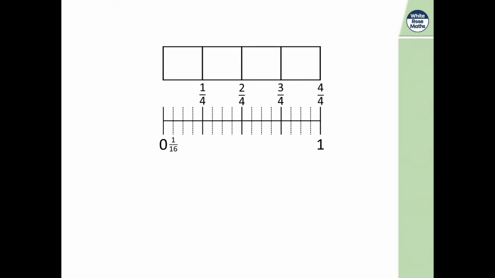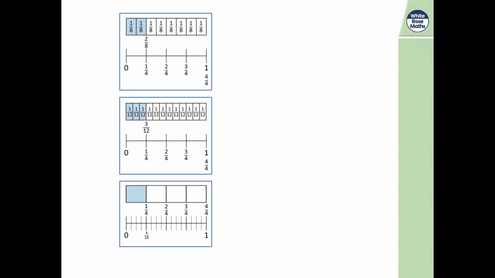You can then count along that number line. There's 1/16, 2/16, 3/16, and 4/16. You can see that 4/16 is the same as 1/4. If I do that again, you can see that 2/4 would take you to 8/16. What would it be on the next one if there were 3 sections shaded? That's right, it would be 12/16. Let's have a look at all of these together.